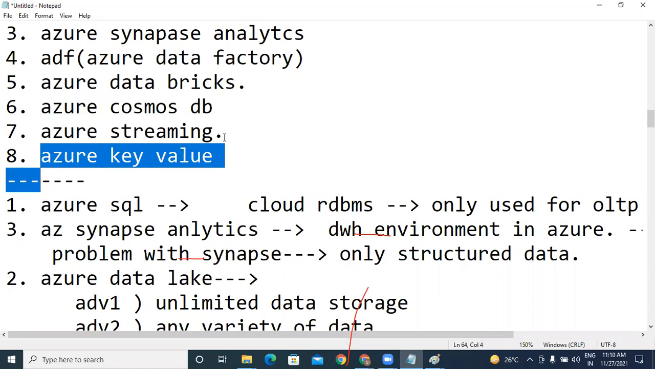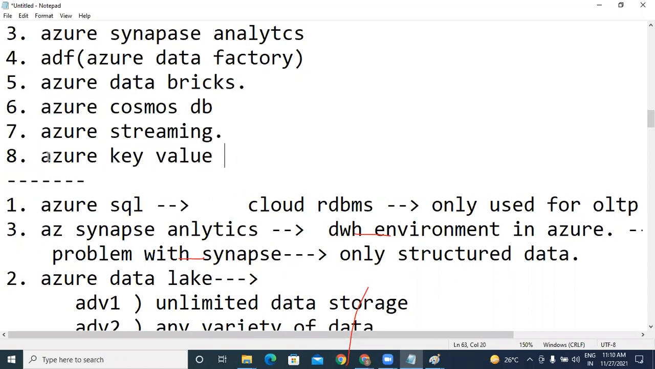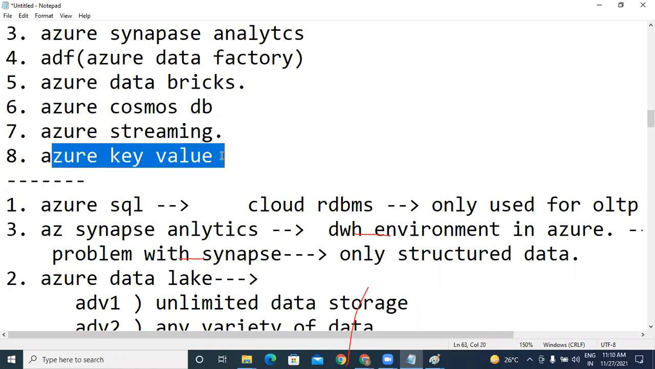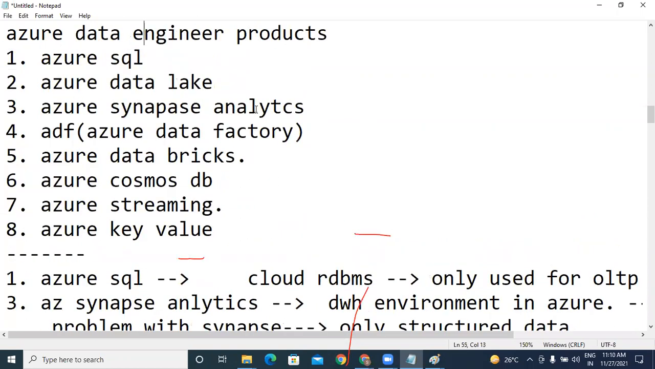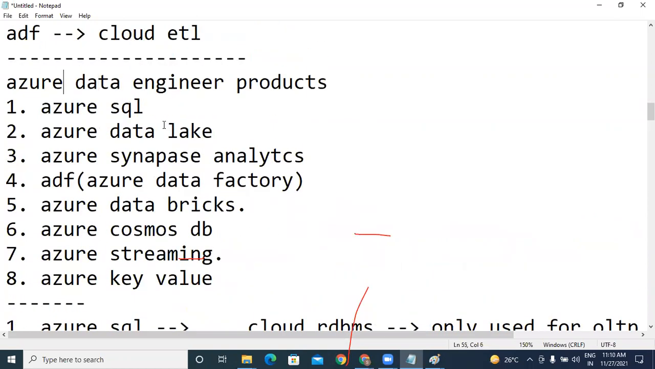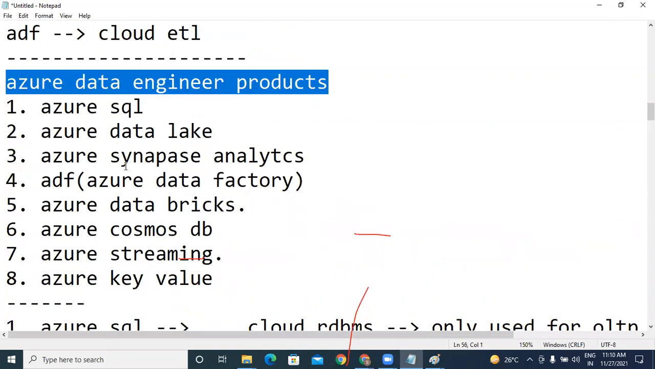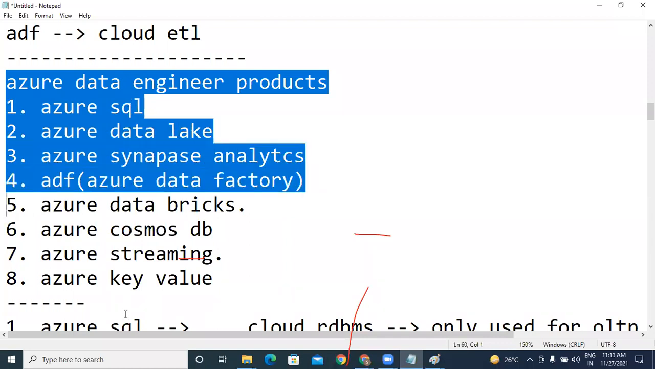Of course, this is not from ADF's part. This is purely a service from the Azure side. It's not part of the ADF. So all these are the different products in Azure. Directly you cannot learn all these things in the first part. Number 1, 2, 3, 4.